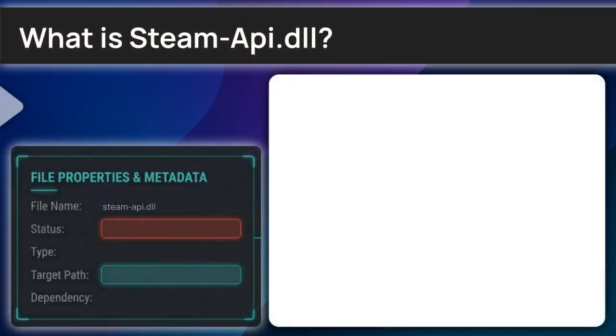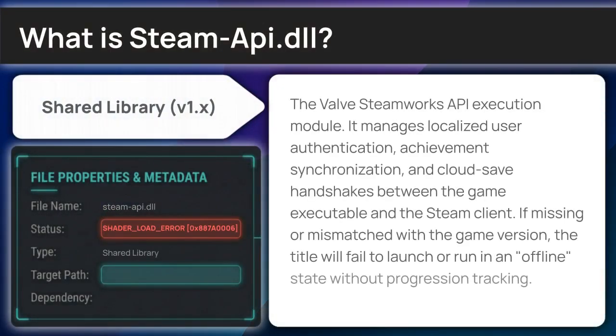This is the Steam API, the Valve Steamworks API execution module. It manages localized user authentication, achievement synchronization, and cloud-save handshakes between the game executable and the Steam client. If missing or mismatched with the game version, the title will fail to launch or run in an offline state without progression tracking. Now that the technicals are covered, let's run the official installer.